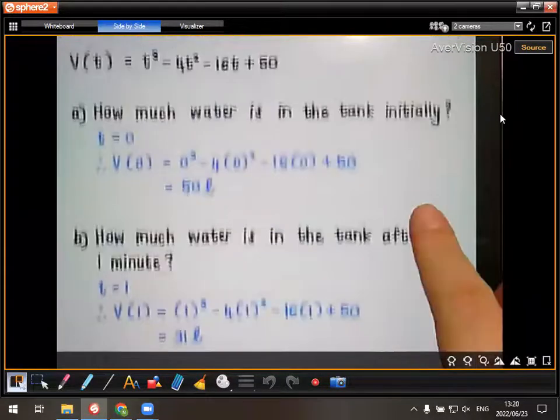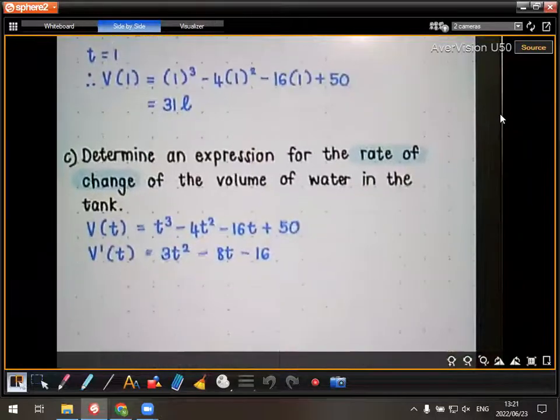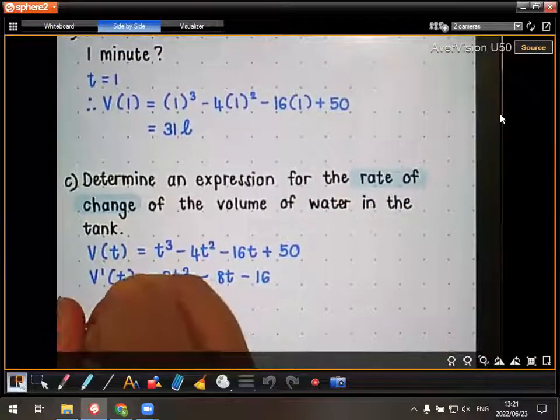I'll move back down just now. D, oh, it's not actually. After how long will the volume of water in the tank be a minimum? Okay, so let's write that down. D.